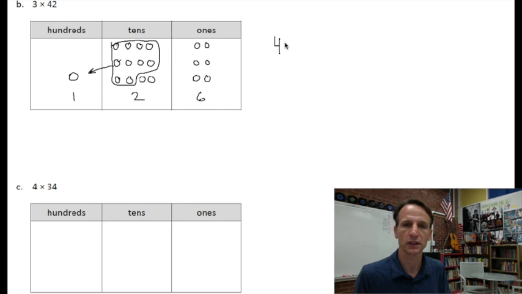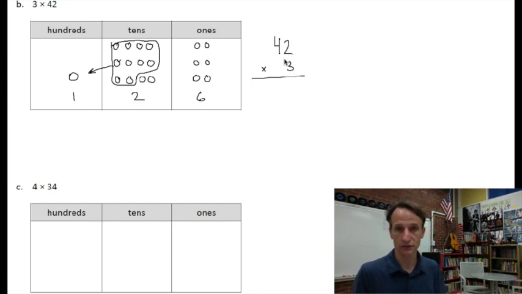So 42 times 3. So first I'm doing 3 times 2. The value of that 2 is 2, right? So it's 6. And now I'm doing 3 times, yes, 40. Because the value of that 4 is 40. And again, I'm going to do 3 times 4 is 12 times 10 is 120, 120.